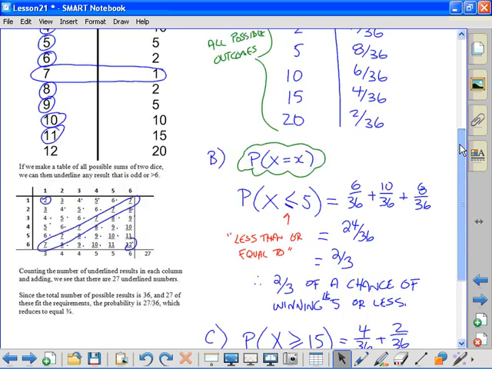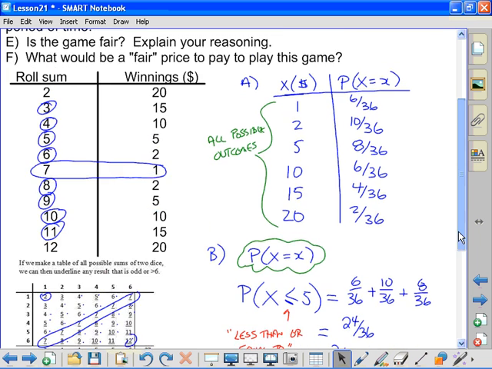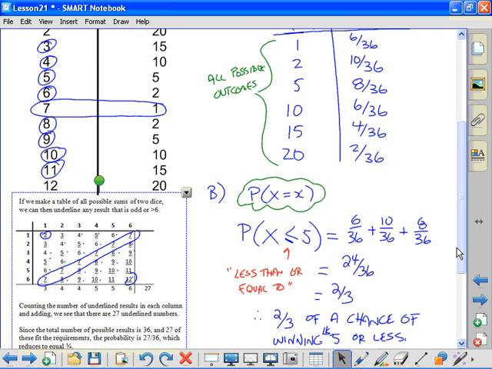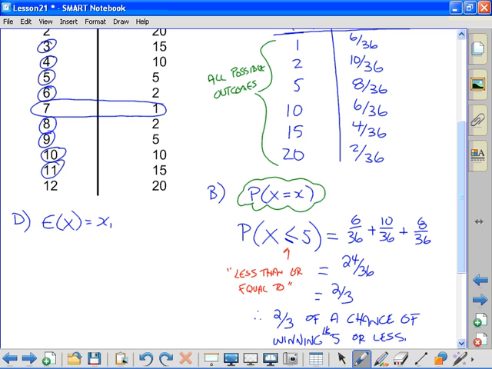All right, on to D part. Determine the expected value of each game when you play over an extended period of time. So what we're looking at is what can you expect to win here if you play this game for a long time. And long time is deemed as probably, in this case, 36 trials or more. So expected value, and that's the formula I said we'd revisit and would make more sense to you once we went through it. So that's the formula there.